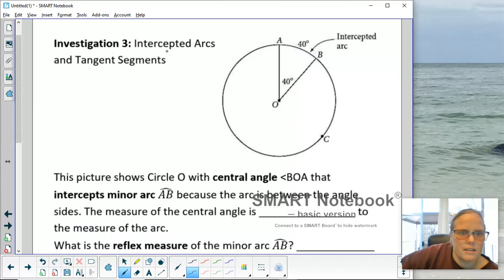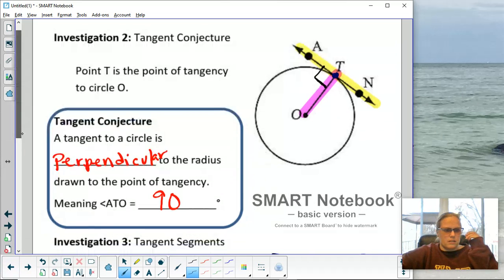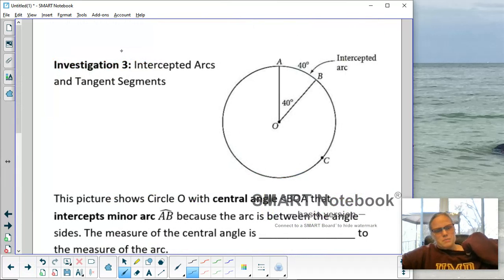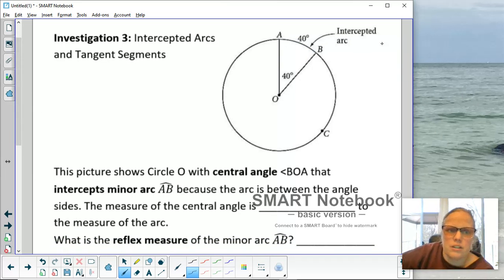All right, investigation number 3. I think this is numbered incorrectly. Yes, it is. All right, intercepted arcs and tangent segments. So what we have here is an intercepted arc. An intercepted arc is basically what the Pac-Man is eating. And so if I highlight the central angle, it is eating this intercepted arc right here.